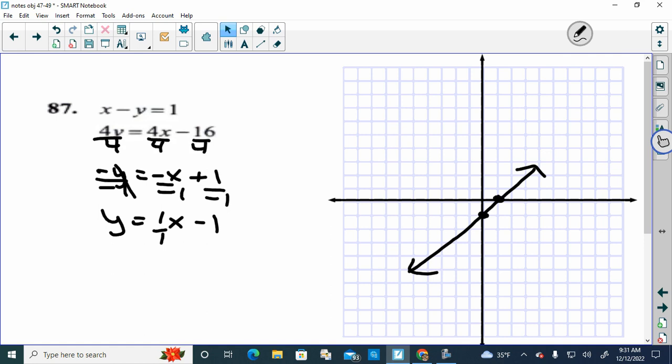Divide by 4, divide by 4. So that gives me 1, just like this one. And then a negative 16 over a negative 4 is going to give me a negative. So again, we're going to know that these two lines are going to be parallel because they're the same, right?